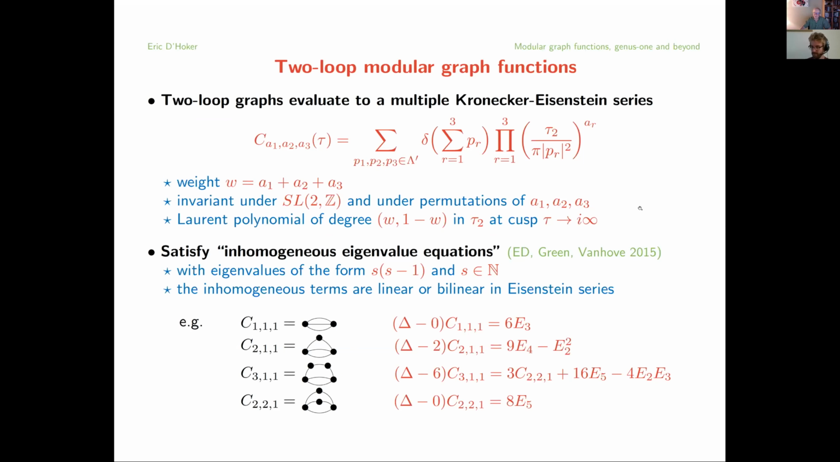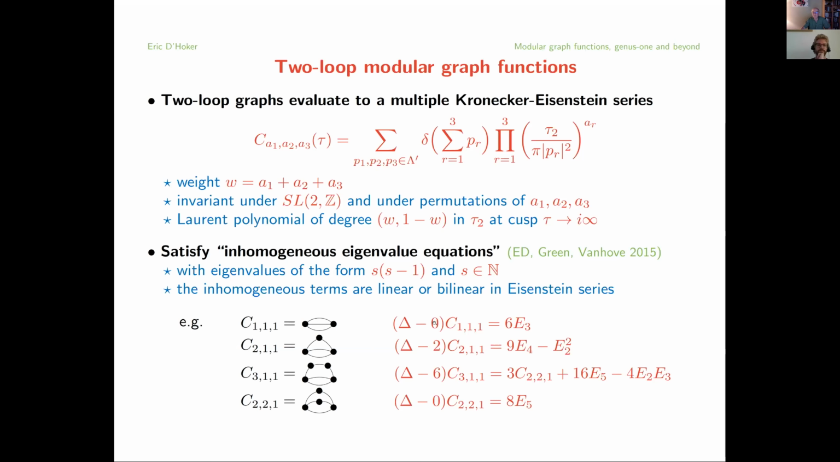We also looked at the differential equation, and in fact, these functions also satisfy differential equations, but not a single one anymore. Generally, they're linear combinations of the functions that satisfy differential equations. I'm just giving you the simplest ones here. So here C111 satisfies this equation. C211 satisfies this equation. They're all of the type of the Laplace operator minus an eigenvalue.